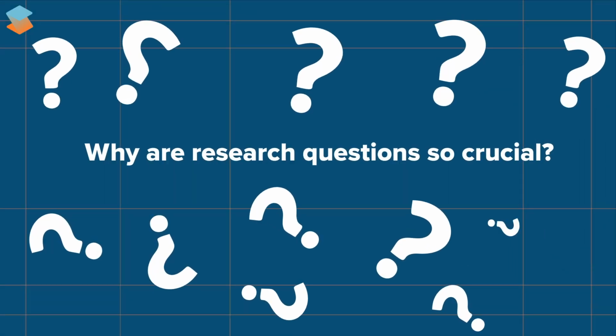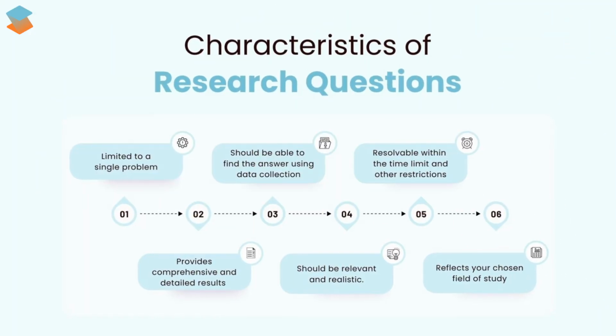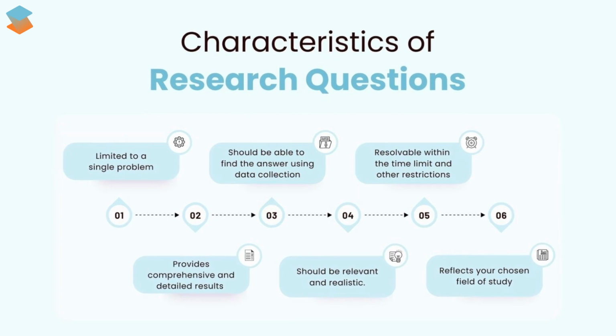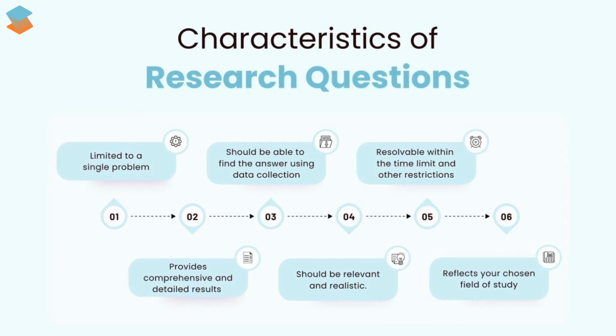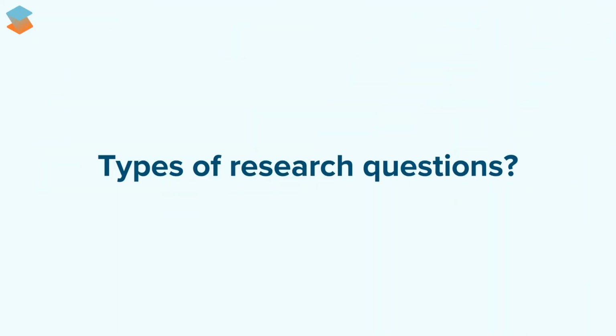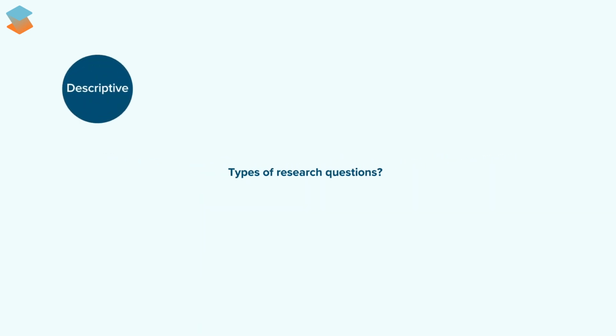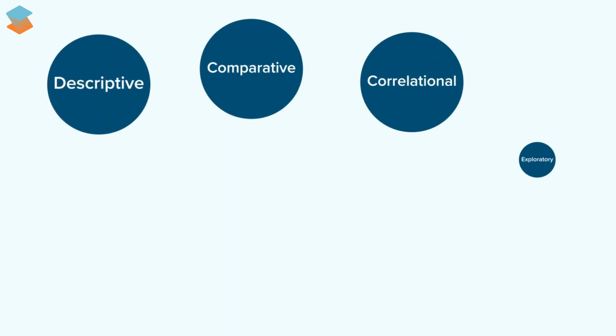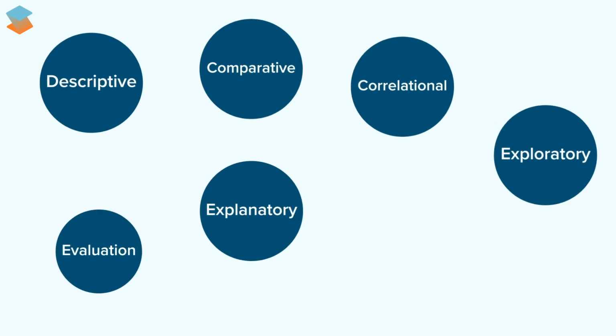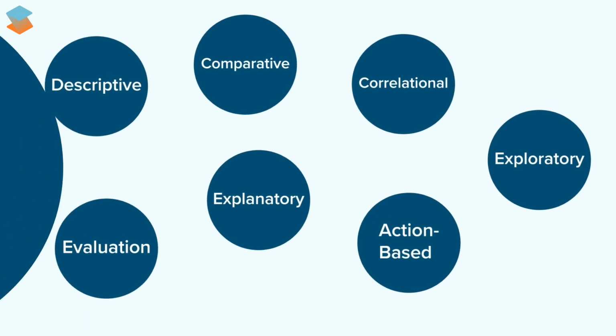They steer the writing and research process and focus on specific queries that support a concrete thesis. A good research question must have the following characteristics. Here's a list of common research questions: descriptive, comparative, correlational, exploratory, explanatory, evaluation, and action-based.